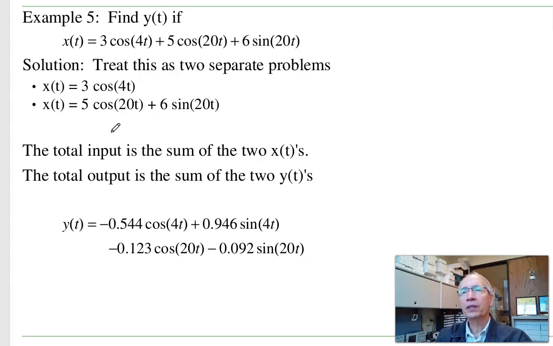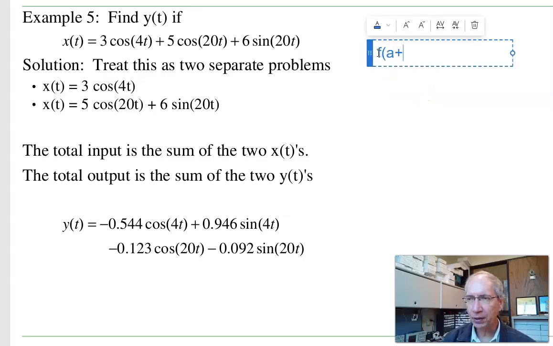Now, differential equations are linear. What linear means is that if I have f of a plus b, that's f of a plus f of b. That's what linear means.